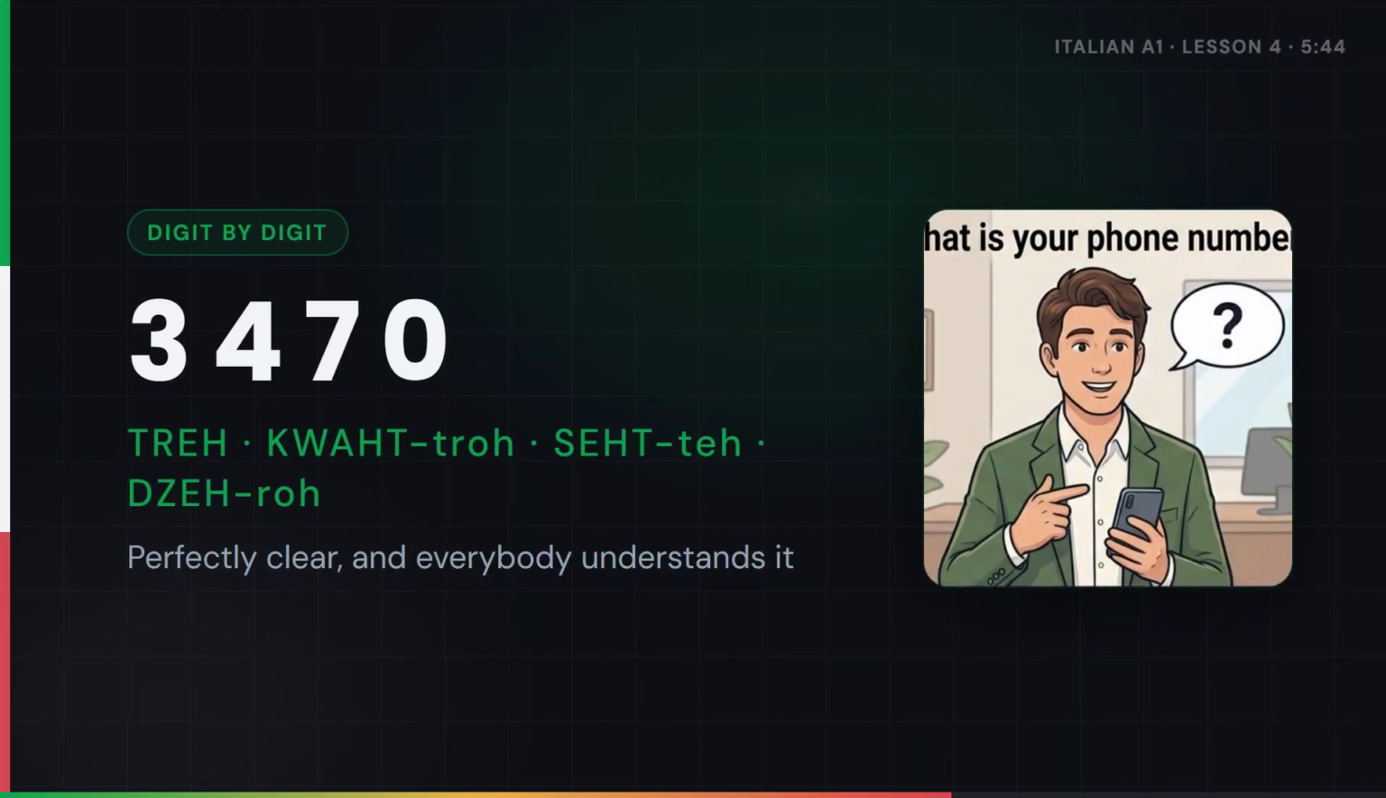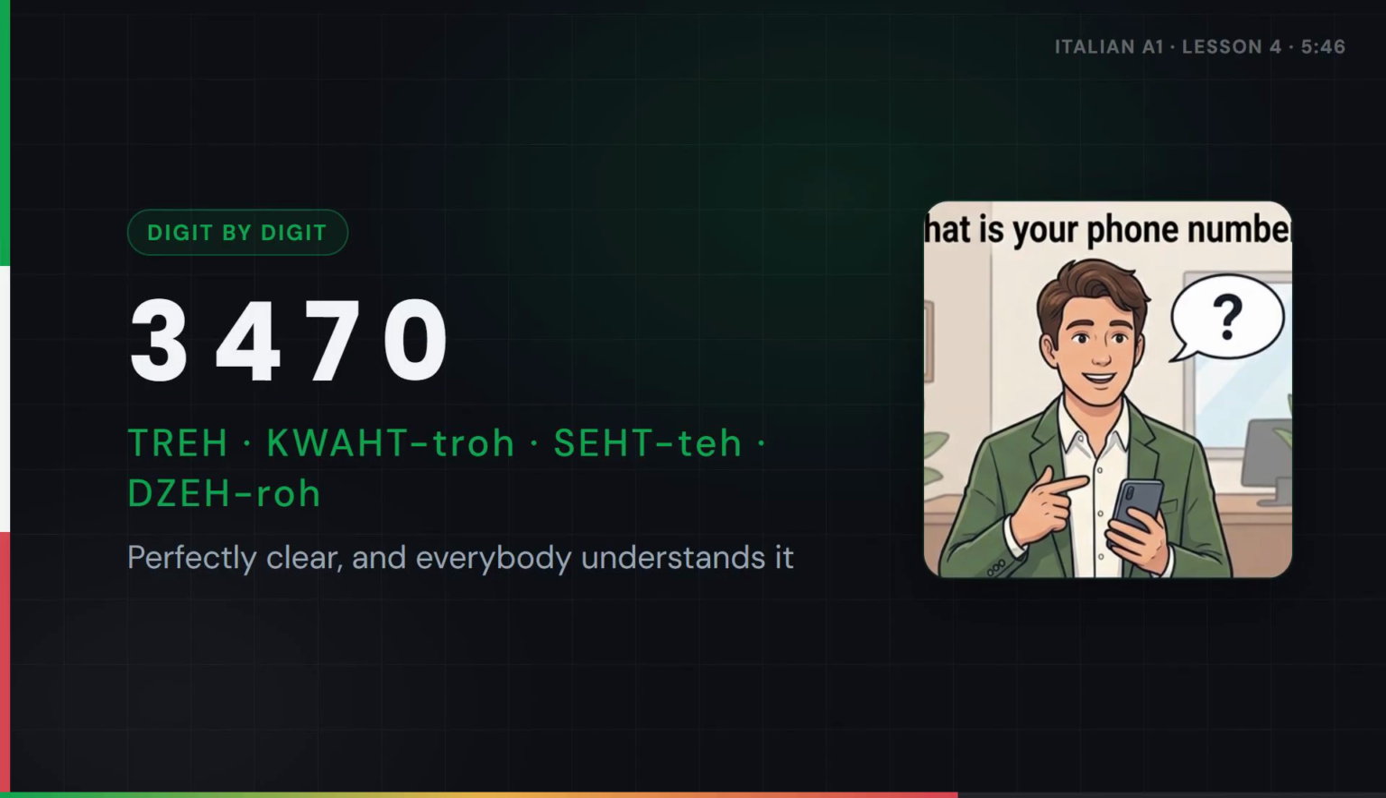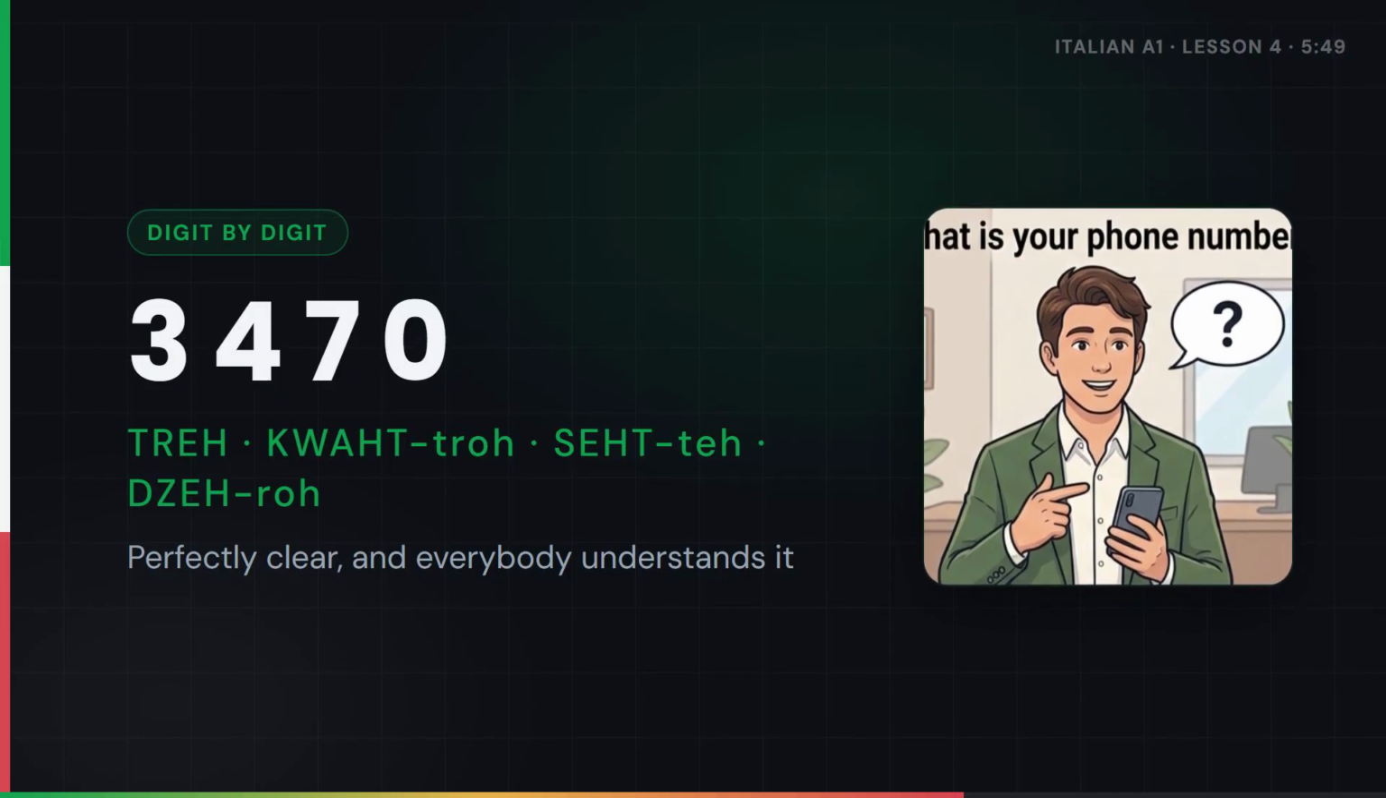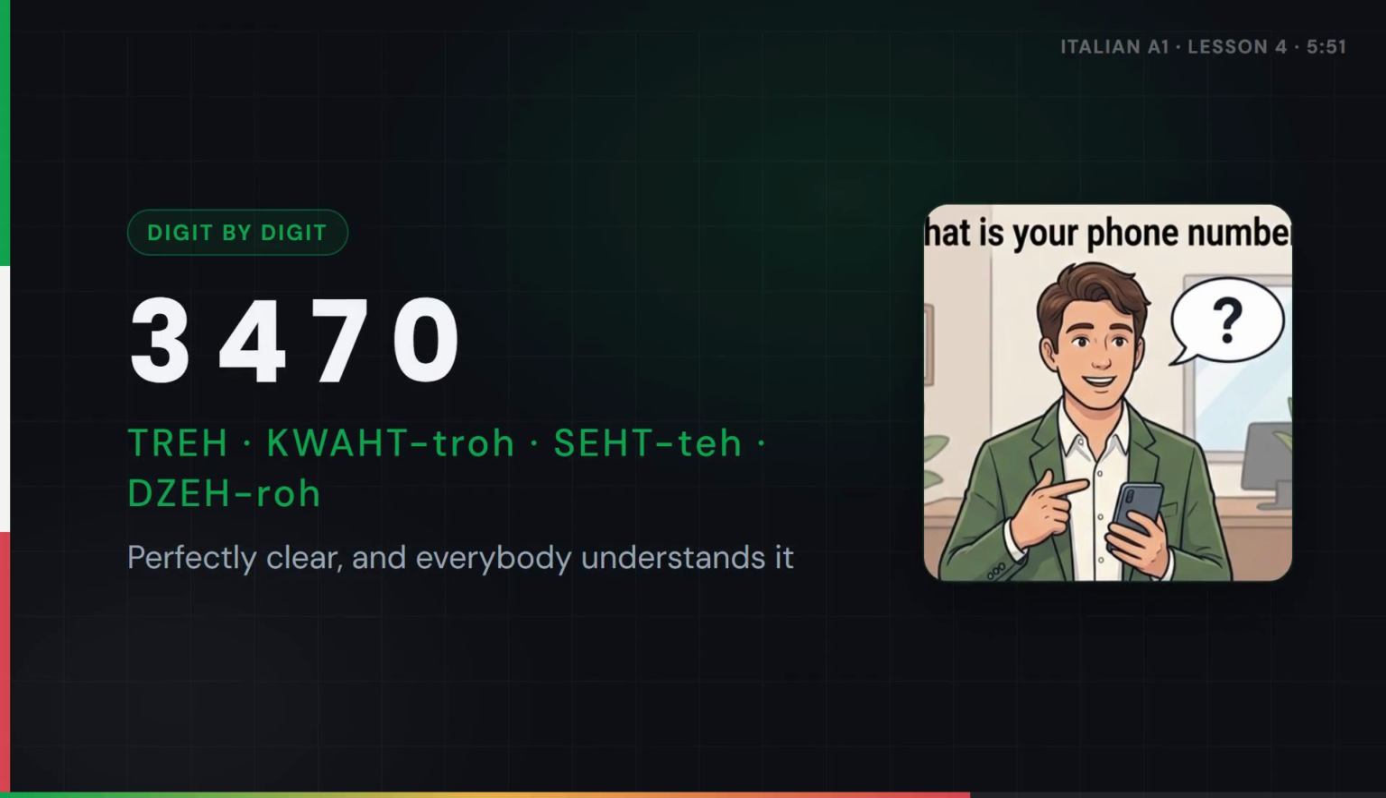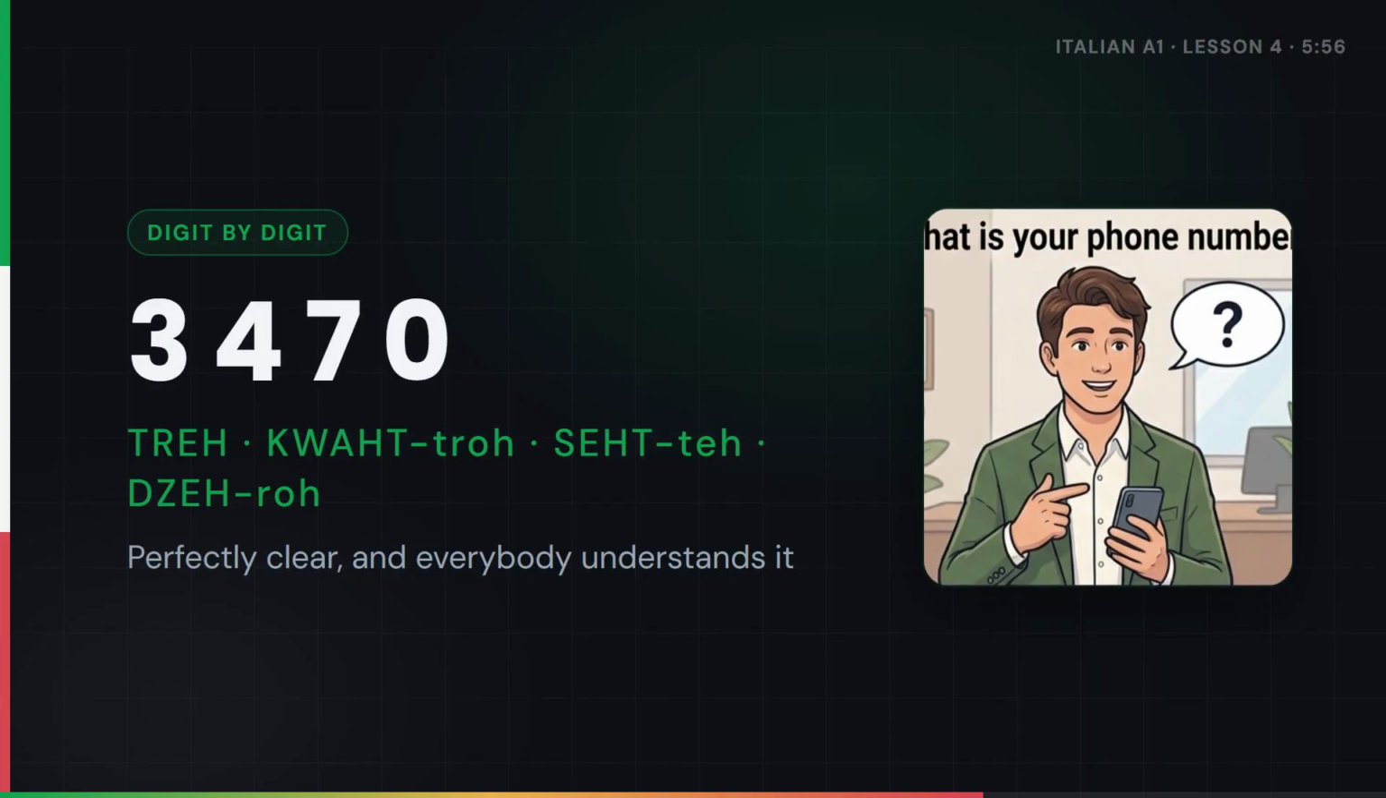Then read the digits out one at a time. 0 is in there too, the easiest word in the lesson. 3, 4, 7, 0.